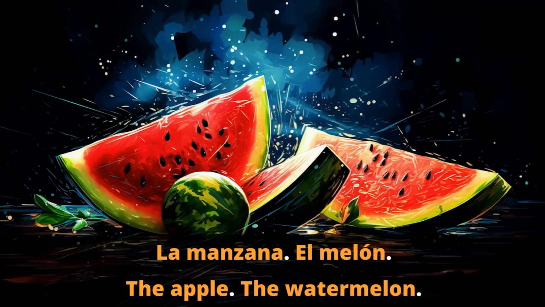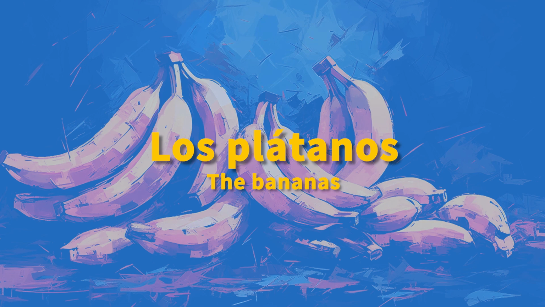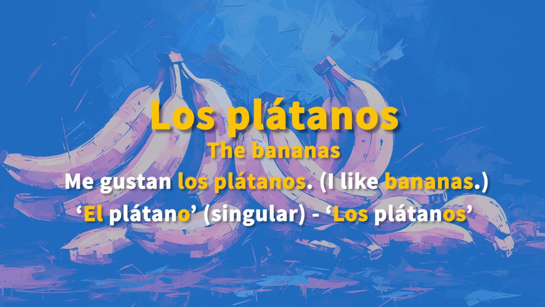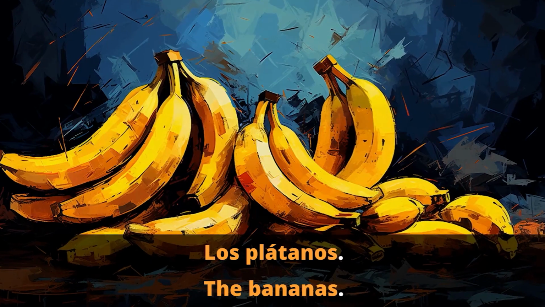La manzana, el melón. Los plátanos. Los plátanos means the bananas. Remember, los is used before the noun to indicate masculine plural. For example, me gustan los plátanos. To make a noun ending in O plural, you add an S, so the singular el plátano turns into los plátanos. However, to make masculine nouns that end in a consonant plural, you add an ES, so el melón turns into los melones, and el animal turns into los animales, the animals.